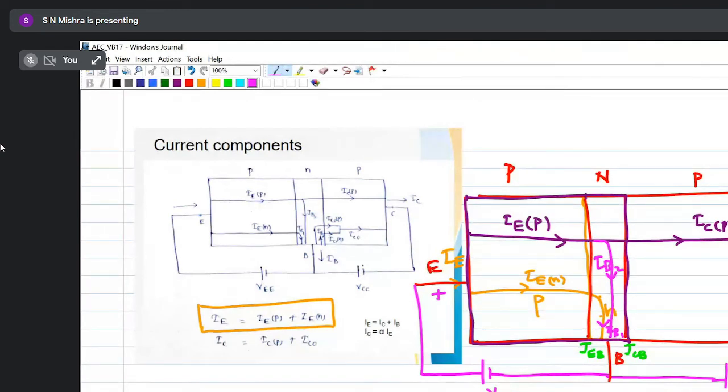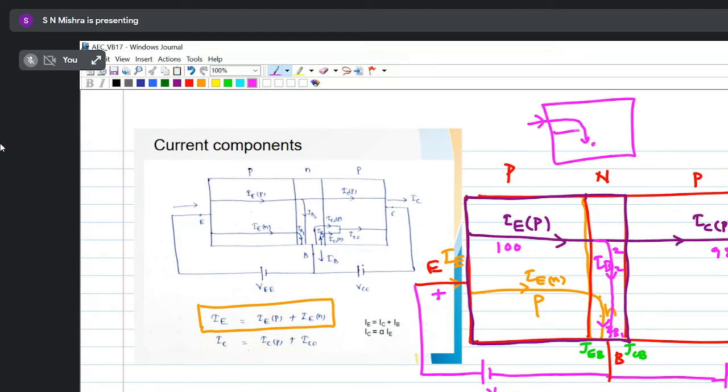Sir, can you explain that IB2 part? IB2 part. But I told you 100 holes are coming from here and reaching here 98. So 2 holes are combined in the base region. Combine मतलब क्या है? Suppose this is the base region, electrons are moving, and here the hole is moving here, and this hole is meeting the electron here.